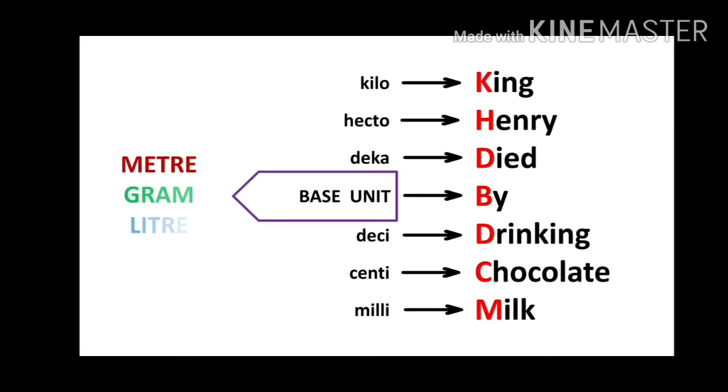Now what are the base units? It can be meter, grams or liters. The most important thing is remembering the base unit. The base units are meter, grams or liter. According to this, the other names will be changing, but the order is the same for all the basic units: kilo, hecto, deca, then deci, centi, milli.